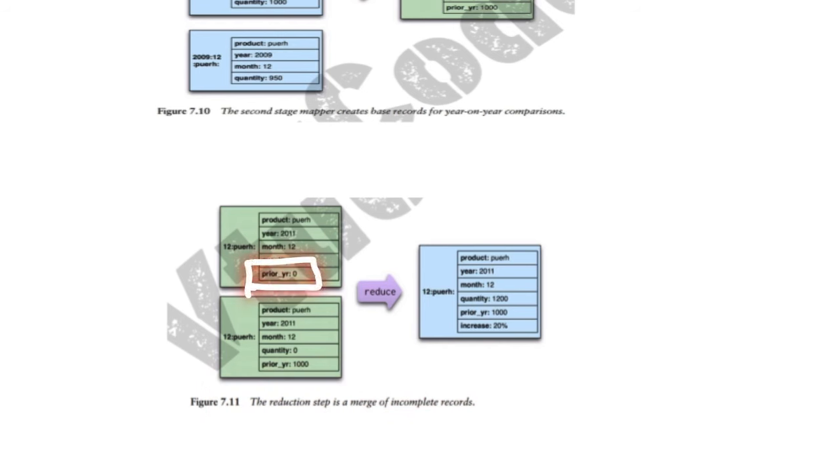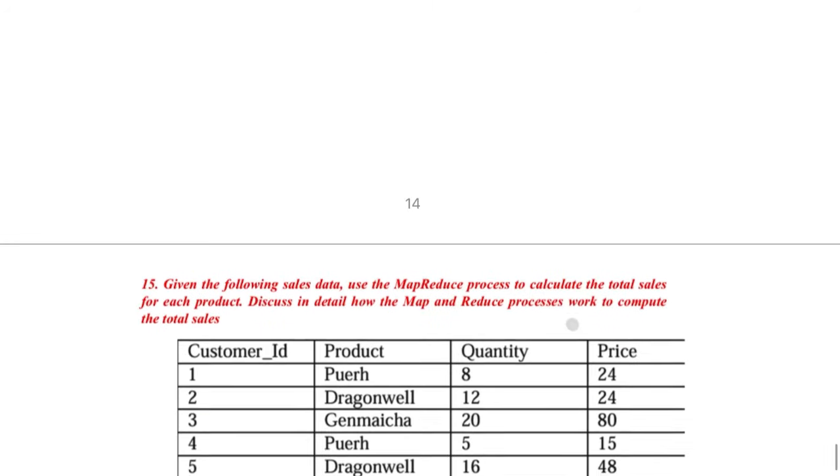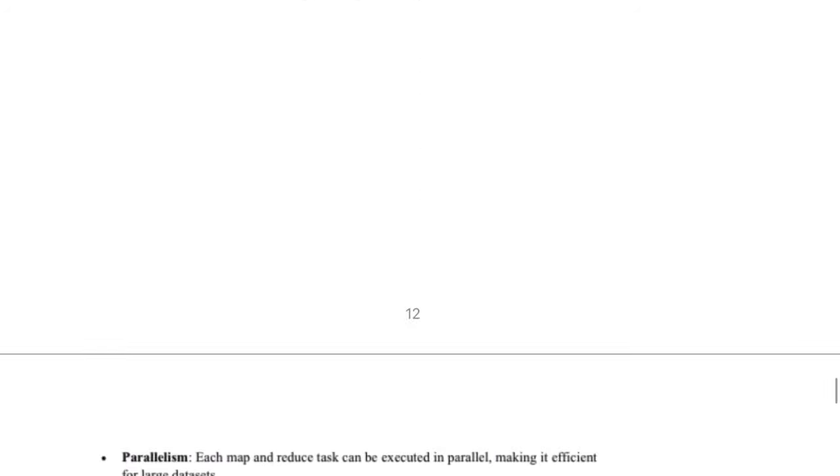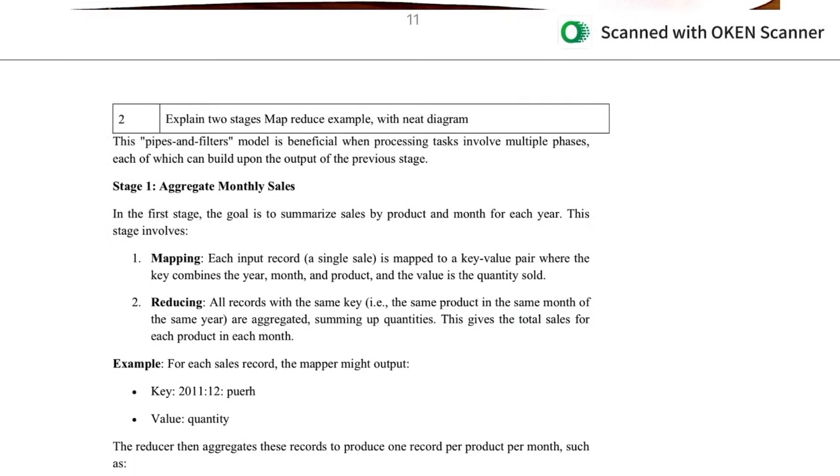So prior year was 0 and prior year was 0. Quantity is 0 here, quantity is 0 here, quantity is 1200 here, and quantity is 1000 here, sorry. By taking an average increase, I'm specifying it here. So I would suggest you to go through this topic again in the notes, because it is important, 10 marks.